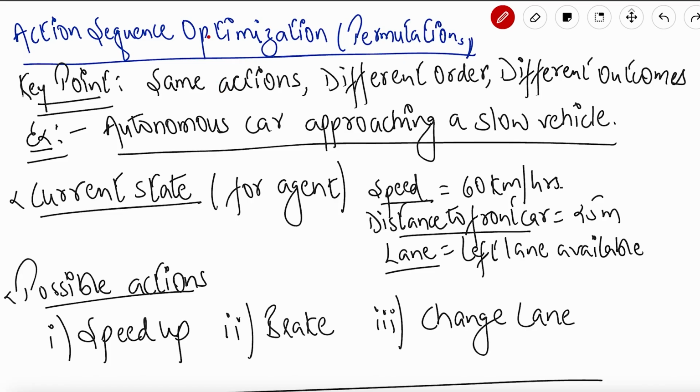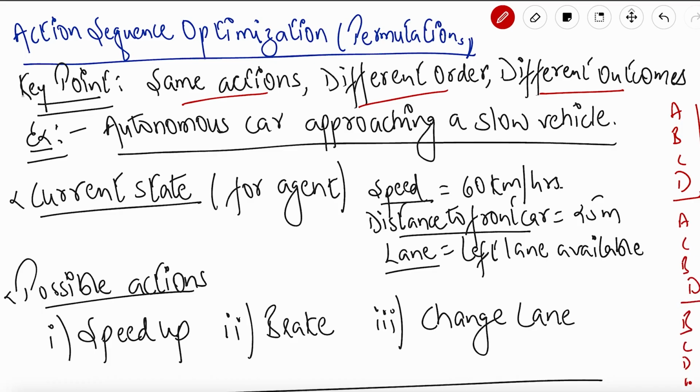The key point here, first of all, is same actions, different order and different outcomes. So we have same actions. Let's say we have A, B, C and D, 4 actions. Now we can do it in A, B, C, D way. We can create another arrangement A, C, B, D. We can even have B, C, D, A. So there are multiple such orders of same action, same 4 actions that we can perform, and on the basis of that each ordering will give us a different outcome. Okay, so that's basically the key idea behind this action sequence optimization.